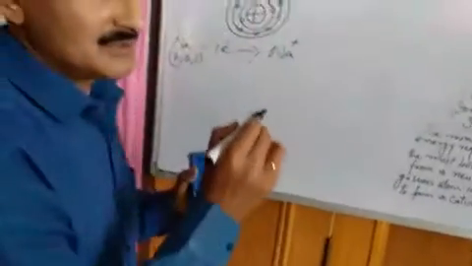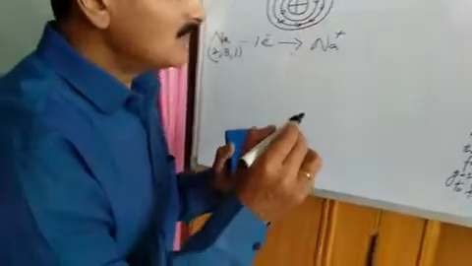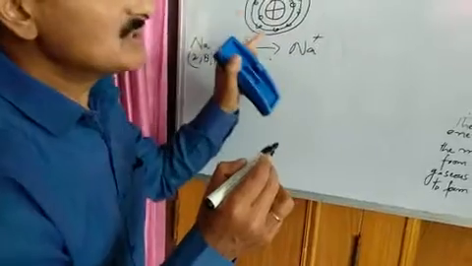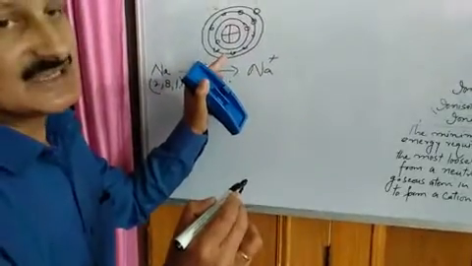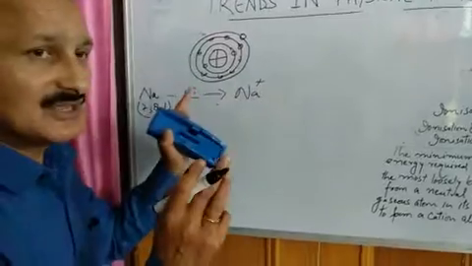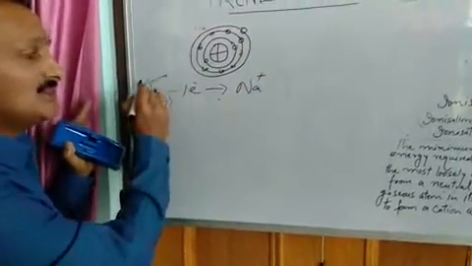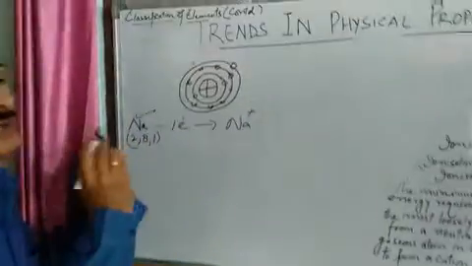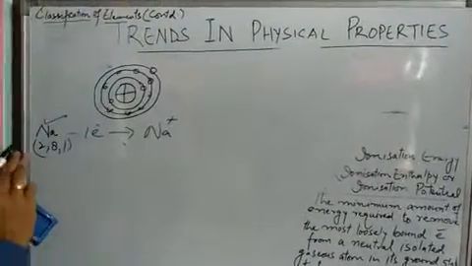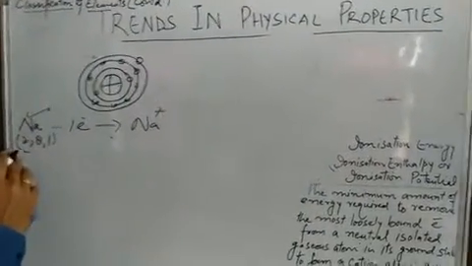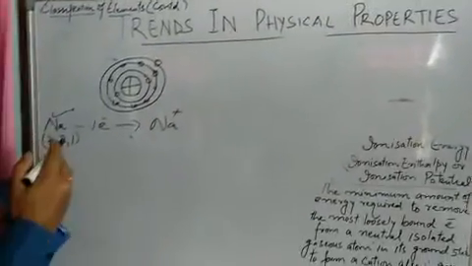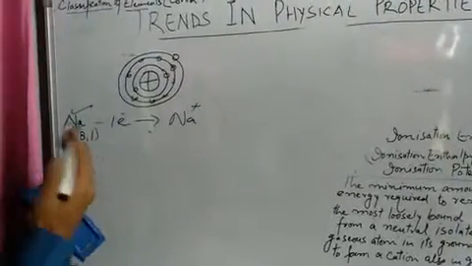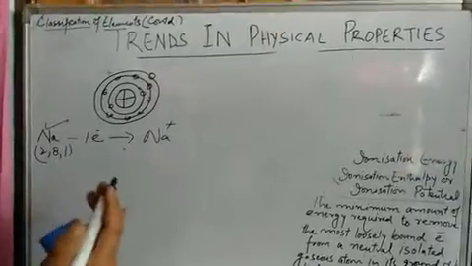But one thing that must be kept in mind, that the atom which loses an electron should be a neutral, isolated, gaseous atom. It should be neutral, that means it should have no charge, it should be isolated, separated, and it should be in gaseous state. So in gaseous state, when an atom loses an electron, that requires a certain amount of energy. That energy is known as ionization energy.